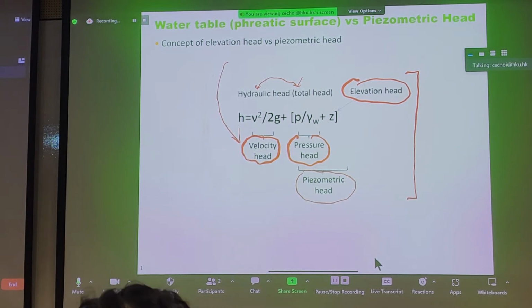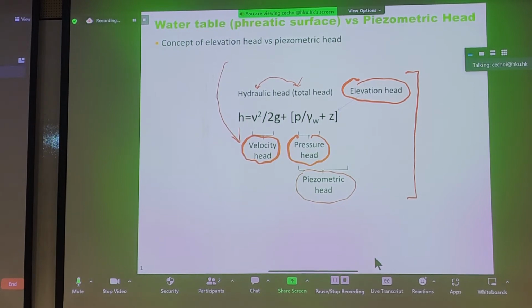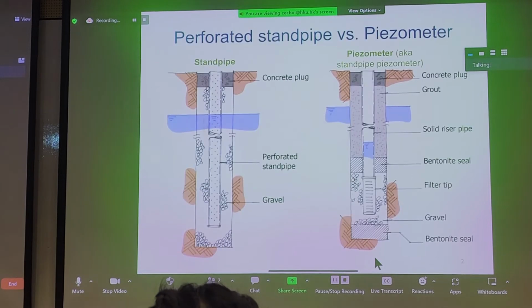So this is the basic Bernoulli's equation that governs flow. When we dewater, we want to promote flow from high to low total head. Now, the common misconception about common instrumentations to understand groundwater monitoring relates to two instruments that we use. The first is a standpipe, and the second is a piezometer.